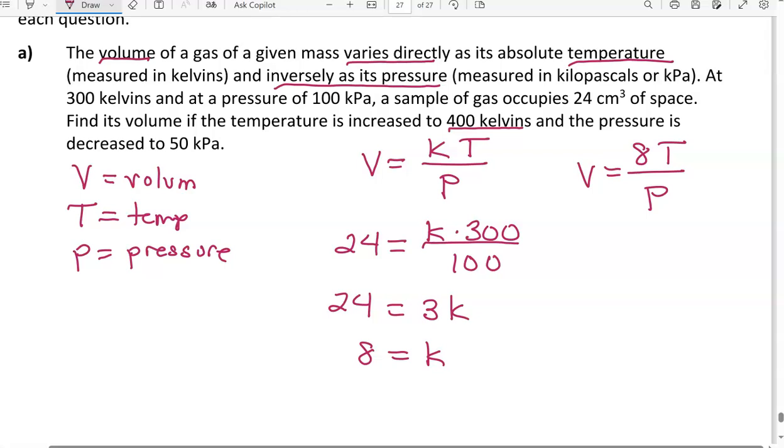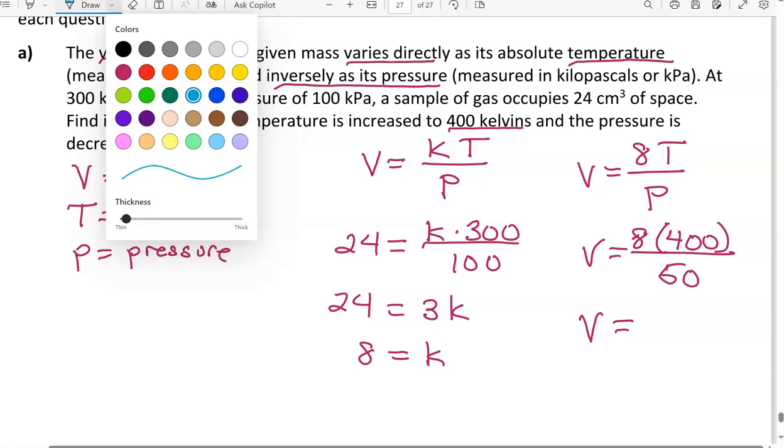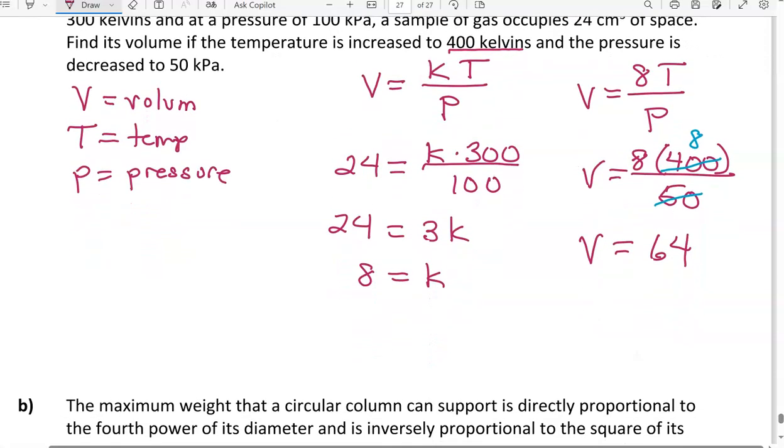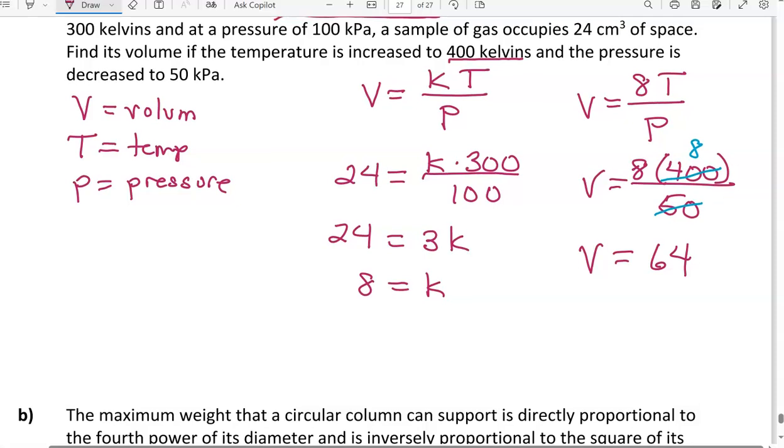We're increasing the temperature to 400 kelvins, so that would be the value of T, and then the pressure is decreased to 50 kilopascals. So the volume would be 8 times 400 divided by 50. I think I'm going to reduce here before I multiply. So 400 divided by 50 is 8. So that's going to give us 8 times 8 is 64. Now we have to put units on that. That is a volume, and the other volume was measured in cubic centimeters. So volume is 64 cubic centimeters.